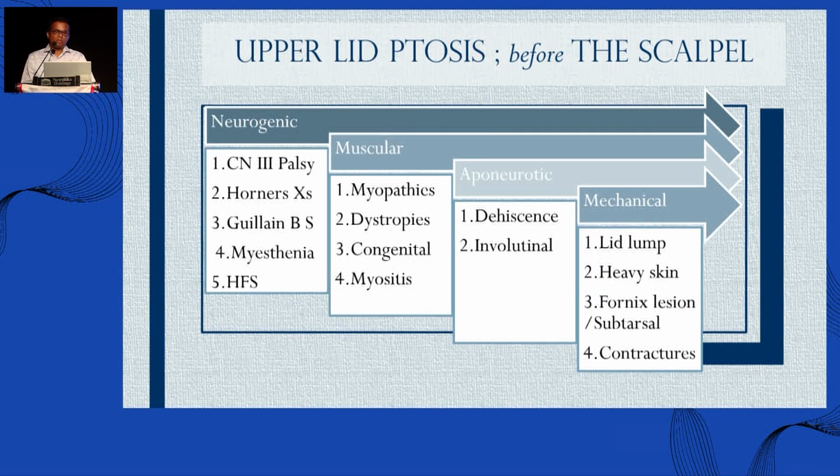And of course, conventionally, the causes are categorized as neurogenic, muscular, aponeurotic, and mechanical. So I think you're familiar with the causes. The one important thing that I just want to emphasize is the hemifacial spasm under neurology, as well as under mechanical, you can get heavy skin. Heavy skin, as you see, is an extreme case of dermatochalasis as well as brow ptosis.